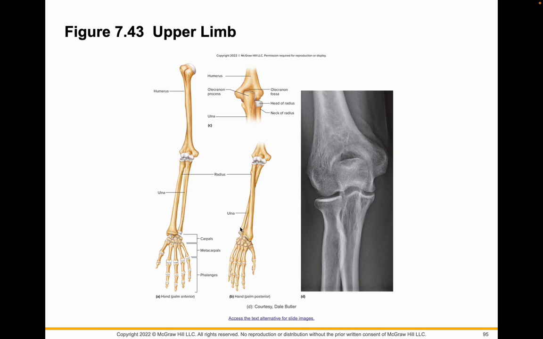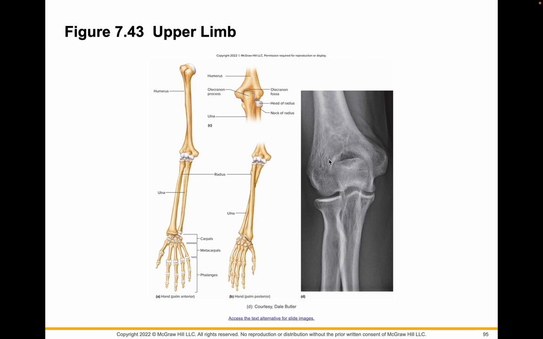And so when you twist your arm, this is what happens. The radius actually moves over the ulna. They cross over, kind of neat. Your carpals, wrist bones, your metacarpals, the ones that will be in your palm, and then your phalanges. So this would be a proximal, a medial, and a distal phalange. In the thumb, it would just be proximal and distal.